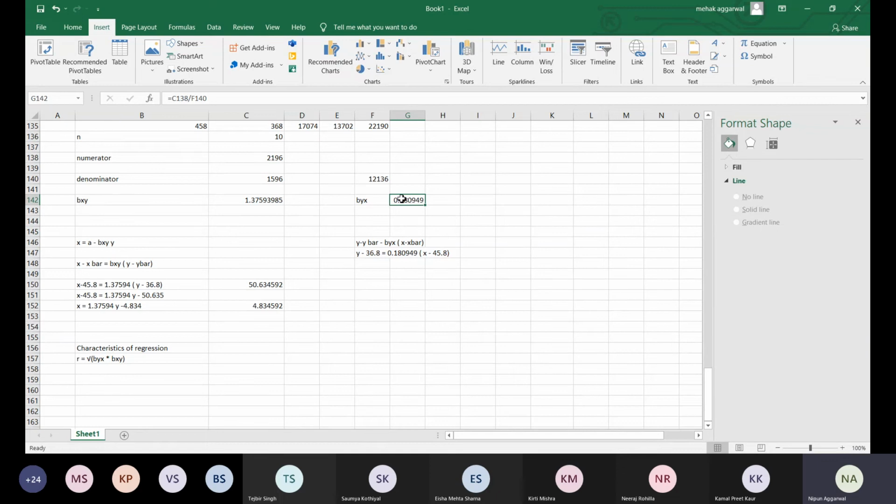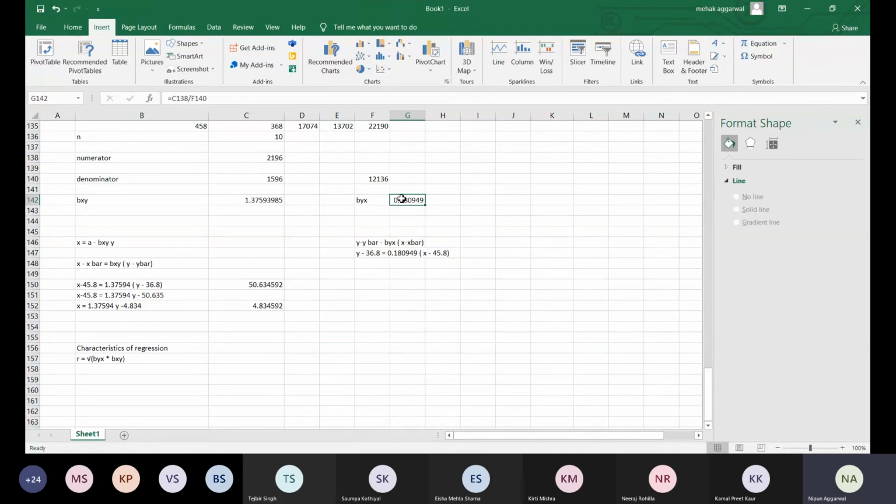So the other characteristic is, if one value, suppose bxy, is greater than 1, the value of byx should be less than 1, so that after multiplication of the two, our answer is in the range of -1 to +1. Fine. So that is your regression equations, or regression concept.